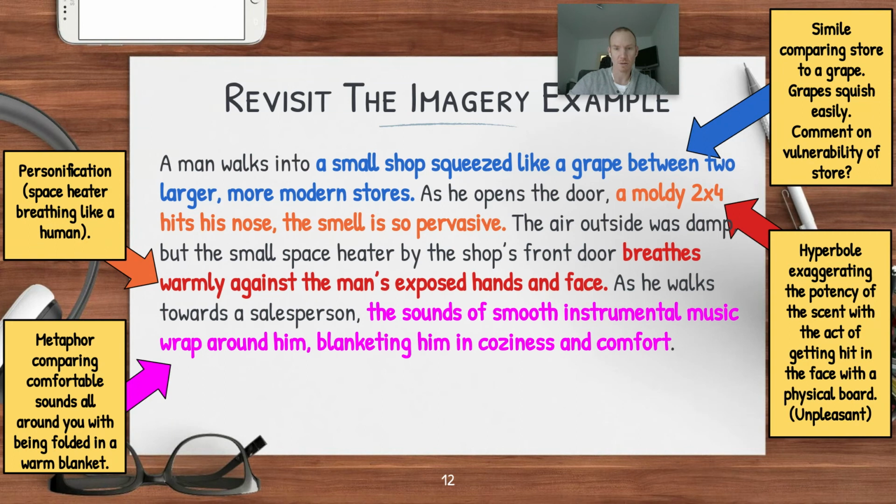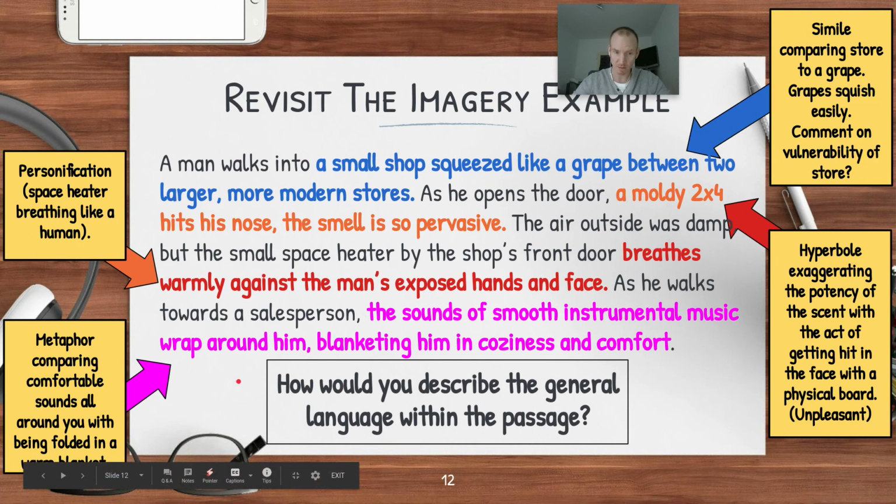And then the last one, right? The sounds of smooth instrumental music wrap around him, blanketing him in coziness and comfort. This is a metaphor comparing comfortable sounds all around you, like that kind of surround sound of pleasantness, with being folded in a warm blanket and feeling comfortable that way as well.